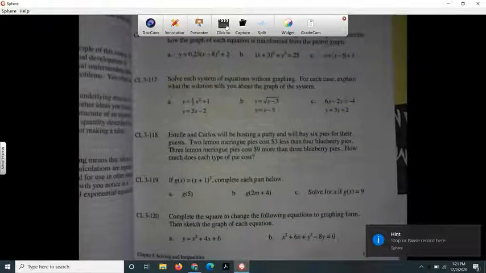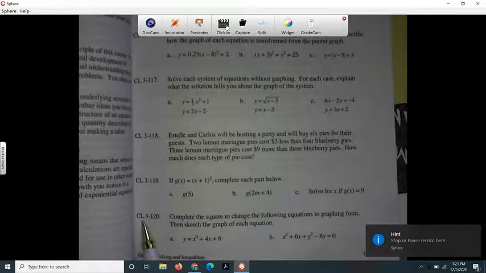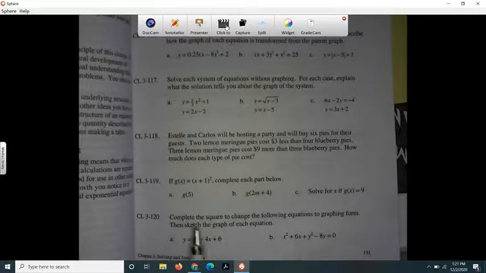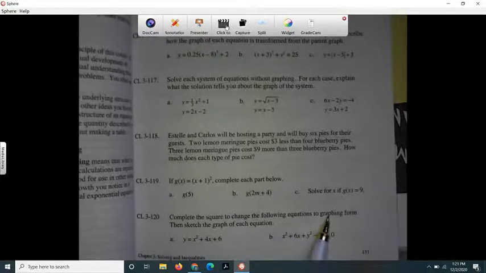This is Integrated 3, problem CL-120. It says complete the square to change the following equations to graphing form, then sketch the graph of each equation. So this is a parabola, so it's got an x squared on it, and this one's going to be a circle. And I'm supposed to complete the square, get my graphing form, and then sketch.